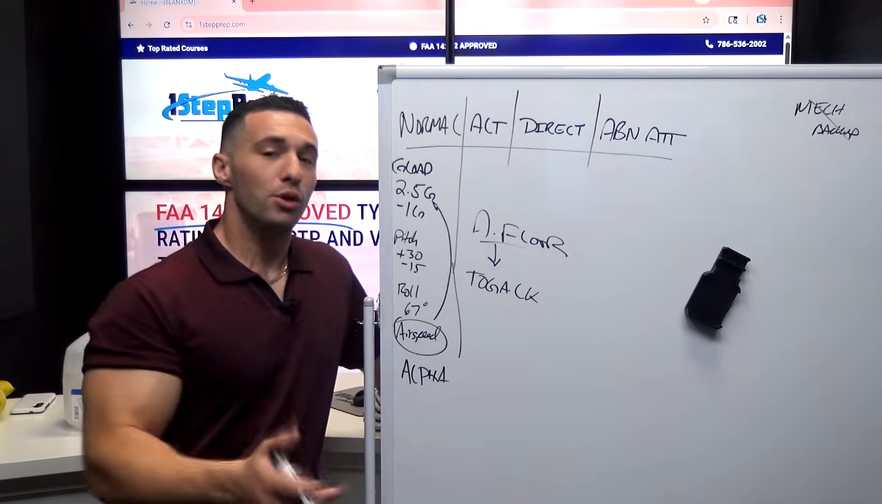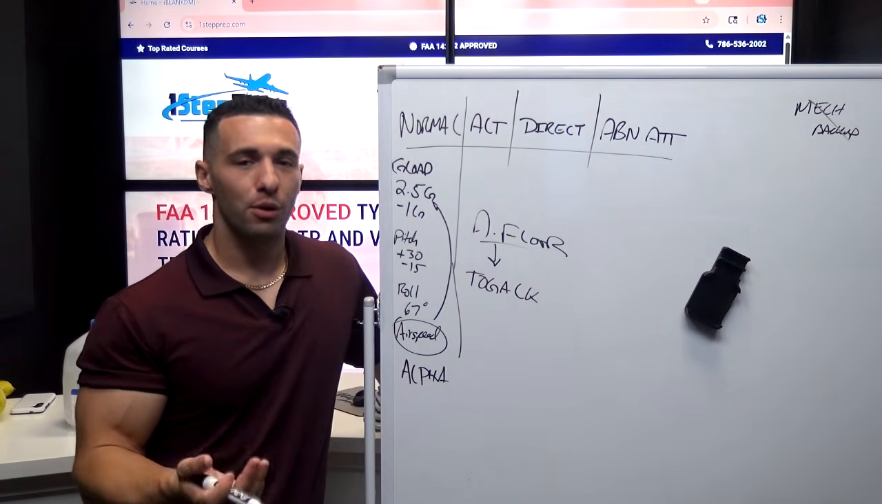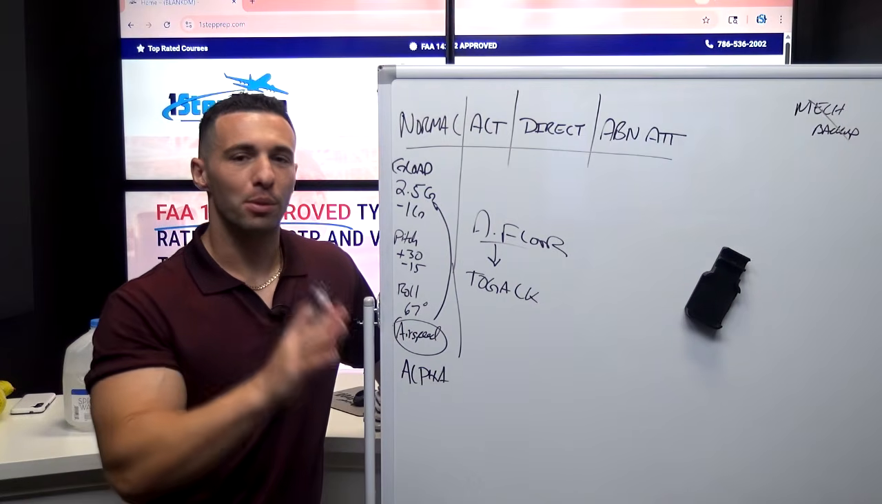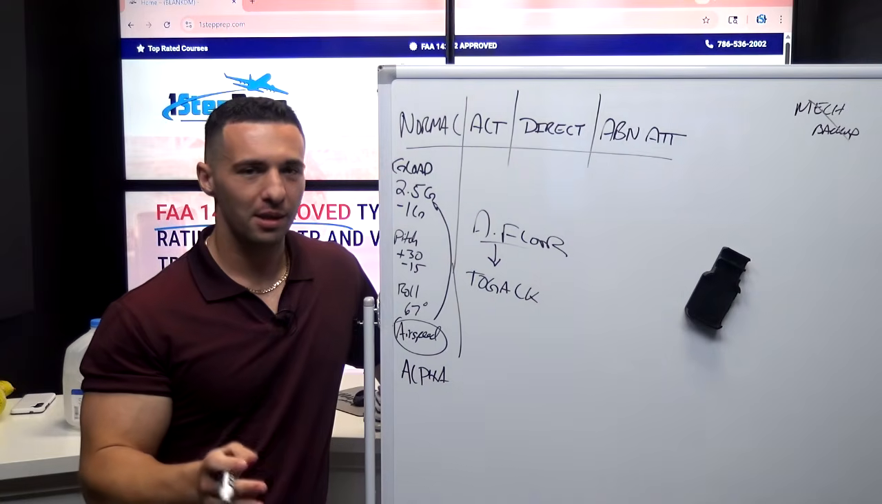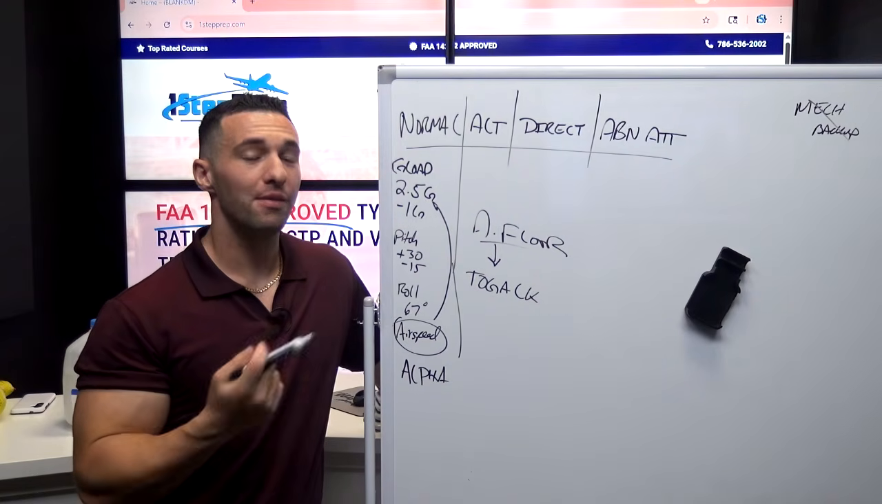Now, for you to have alpha floor, you've got to have auto thrust available. Available. Listen to the word choice here. It doesn't have to be on. It does not need to be engaged. I need auto thrust available.